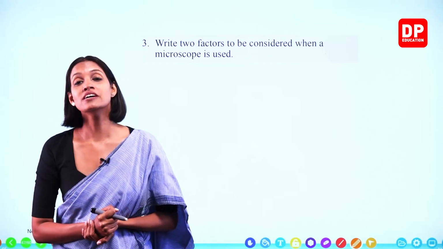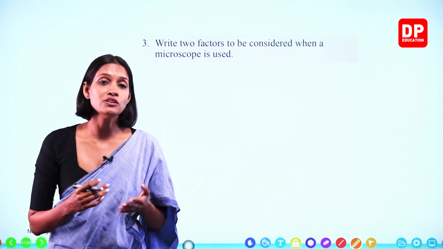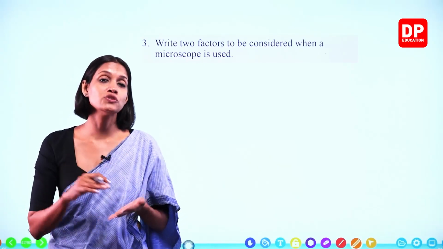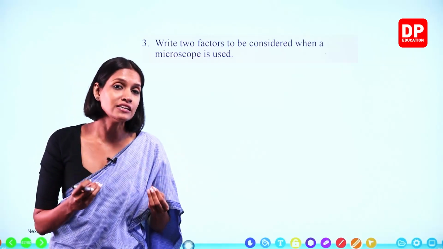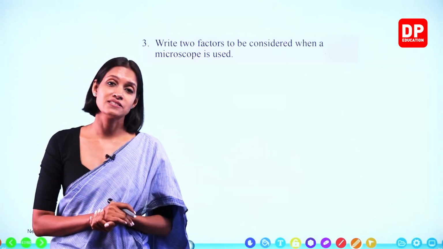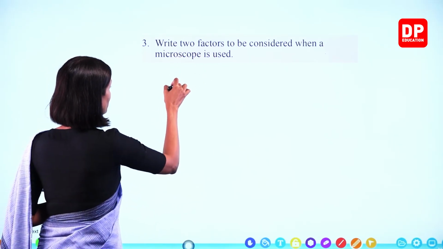And when you carry it from one place to another place, you have to always take it towards yourself. Right, children? So the other thing is, after using, you have to clean the stage using a clean piece of cotton. And you always should use clean cover slips and clean slides. Okay? Those type of things we can write. So you have to write 2 factors.